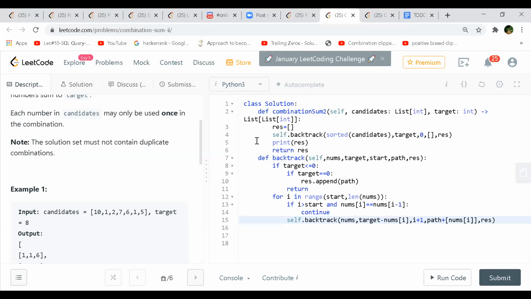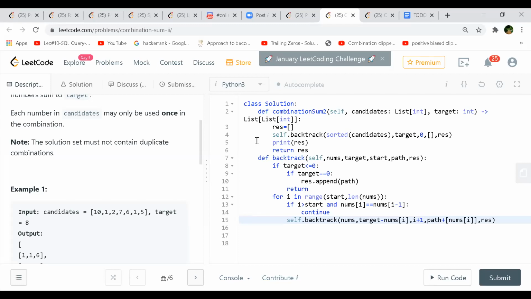So this is a small trick, right? Make the input array sorted and then use this condition on line 13, which is very important. And that is what we don't do in the combination sum 1 problem, correct? Sorting and this condition, both of them.